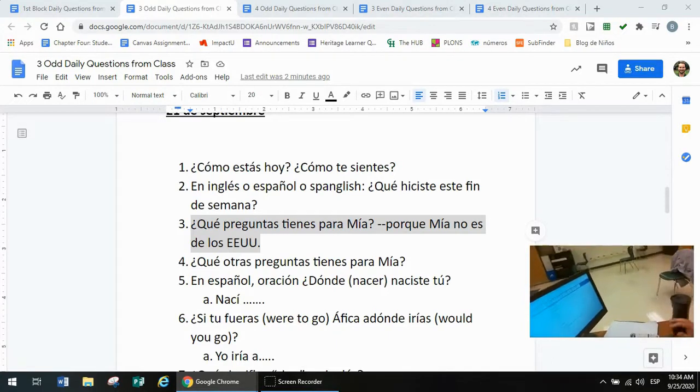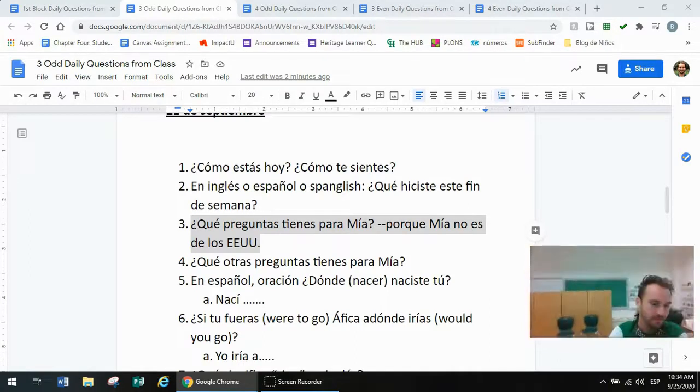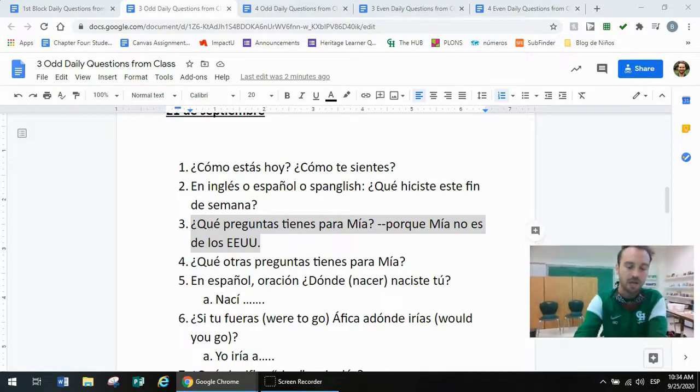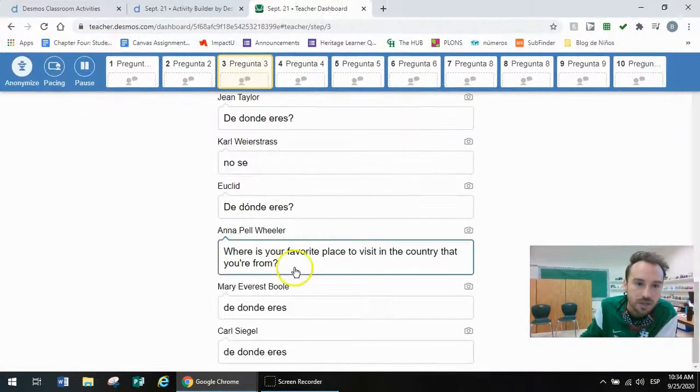I'm monitoring what students are typing live in Desmos. This is particularly beneficial because a lot of times students voice questions that are in Spanglish or in English, because the point of the lesson is to learn new things. You can't always expect them to be able to do new things in Spanish, right? So I can take a question like from this one student. I can take this question, where's your favorite place to visit in that country that you're from?